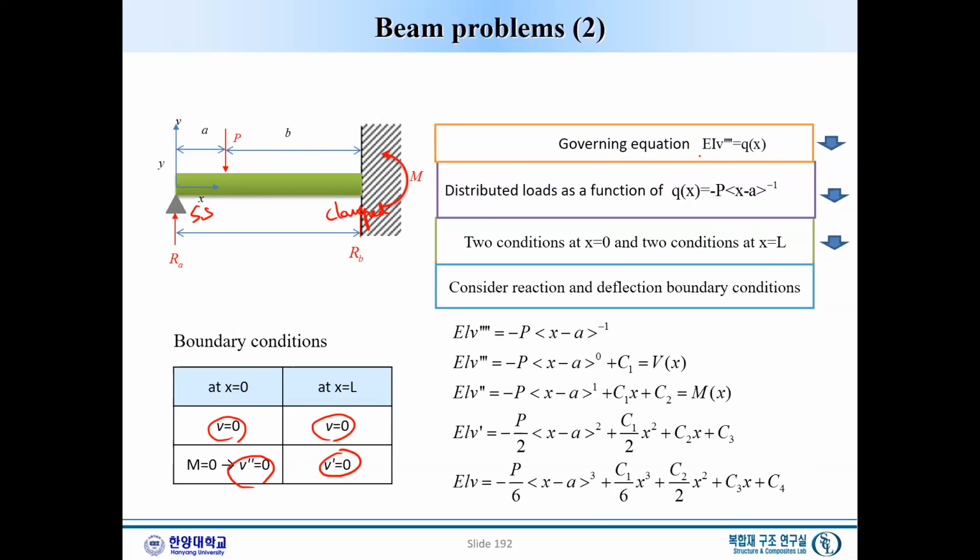Now, again, the governing equation is the same as usual. And this q(x) is minus P, singularity function x minus a, where the load is applied. So this is the governing equation, and we have two boundary conditions at x equals 0 and two conditions at x equals L. So we just keep integrating, and we can obtain C1, 2, 3, 4.